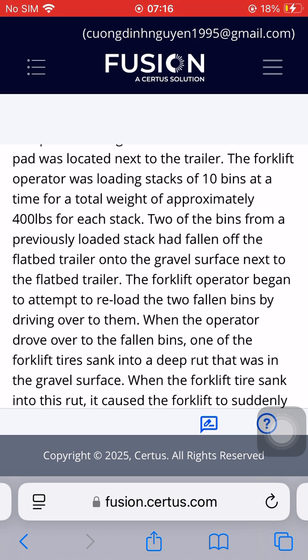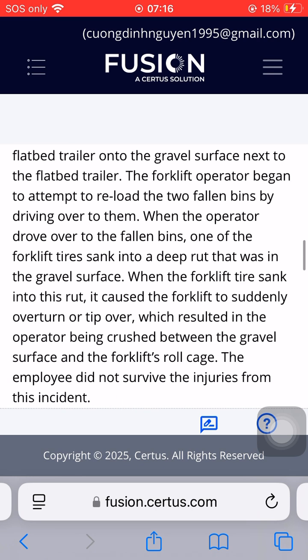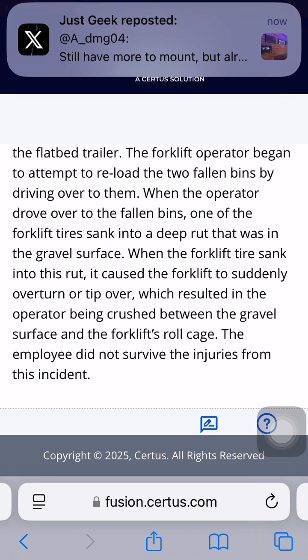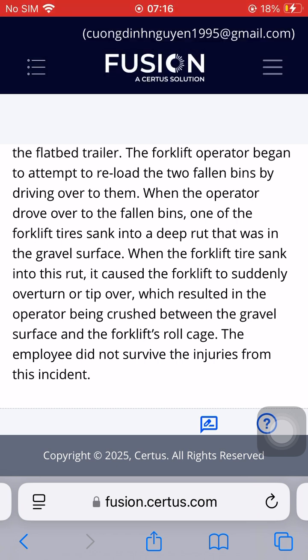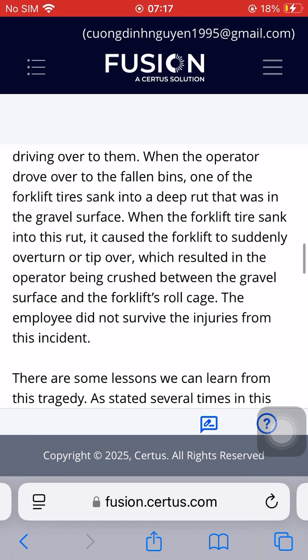2 of the bins from a previously loaded stack had fallen off the flatbed trailer onto the gravel surface next to the flatbed trailer. The forklift operator began to attempt to reload the 2 fallen bins by driving over to them. When the operator drove over to the fallen bins, one of the forklift tires sank into a deep rut that was in the gravel surface. When the forklift tire sank into this rut, it caused the forklift to suddenly overturn or tip over, which resulted in the operator being crushed between the gravel surface and the forklift's roll cage. The employee did not survive the injuries from this incident.